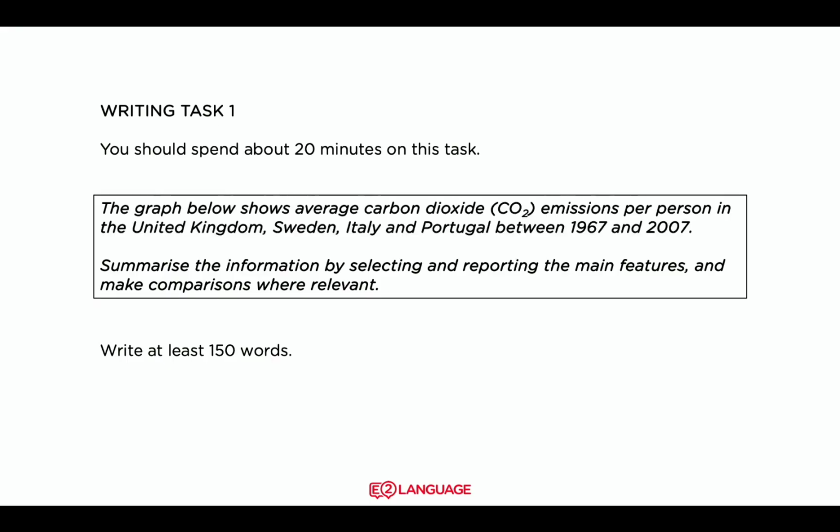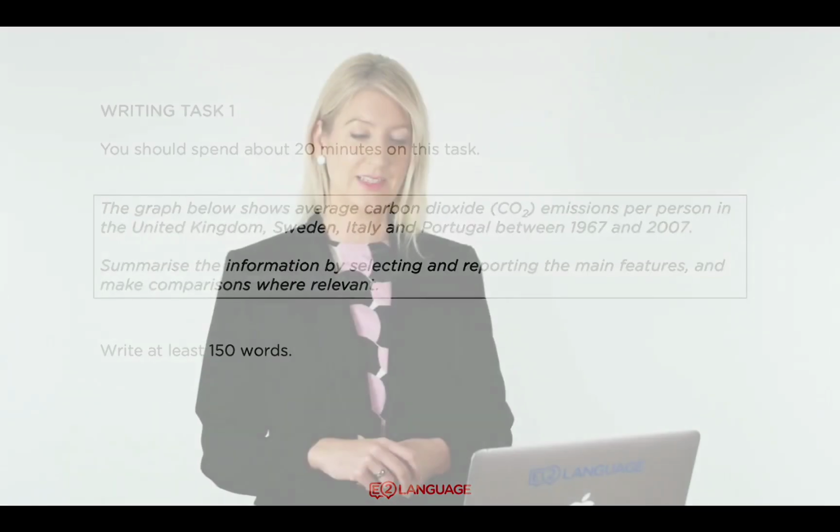Here are our task-specific details. The graph below shows average carbon dioxide or CO2 emissions per person in the United Kingdom, Sweden, Italy, and Portugal between 1967 and 2007. Before we even see the graph, you should recognize straight away we're going to be looking at change over time here from 1967 to 2007.